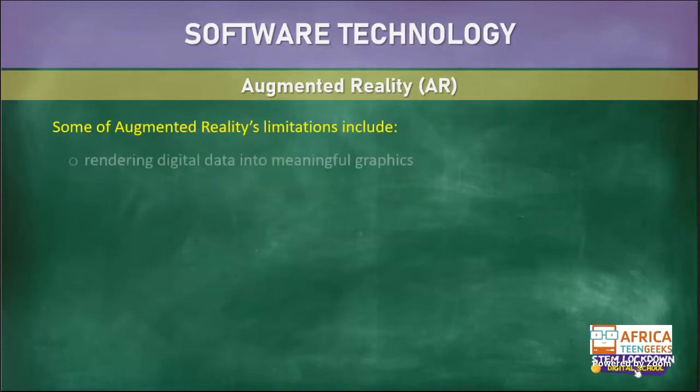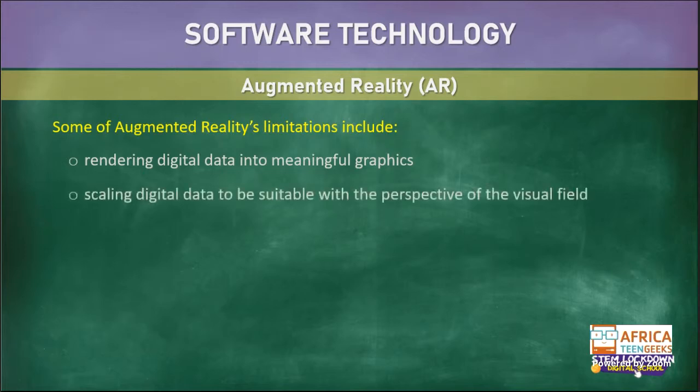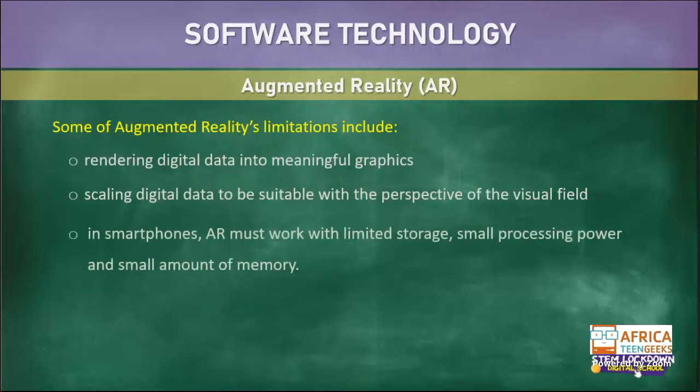There are limitations though. Number one, when it comes to rendering digital data into meaningful graphics, it needs lots of resources such as RAM, memory, a powerful graphics card, and also powerful processors. The other limitation, scaling digital data to be suitable with the perspective of a visual field. So data needs to be scaled to a certain digital format. So it depends also on the hardware that we have and its performance.